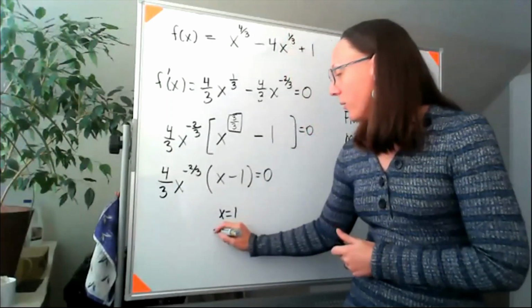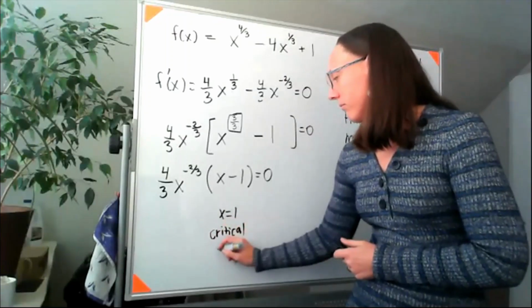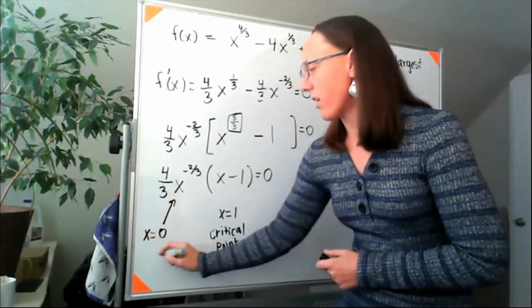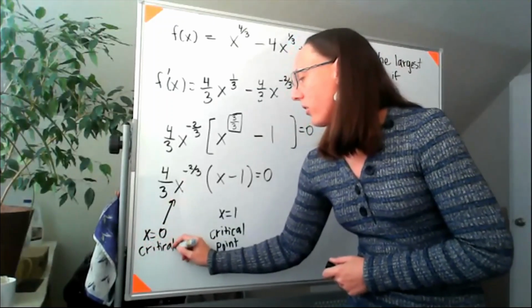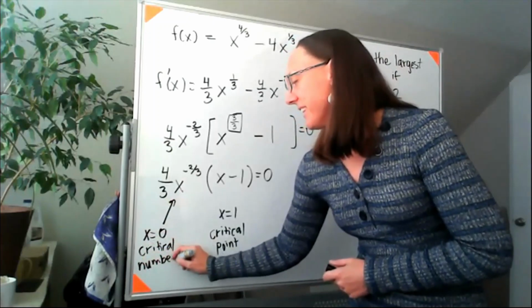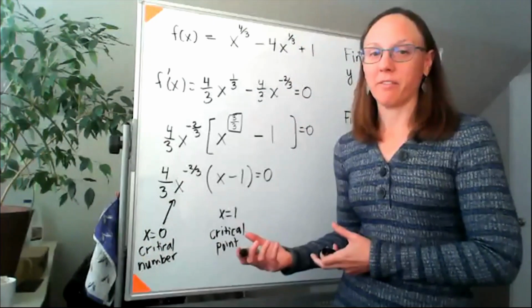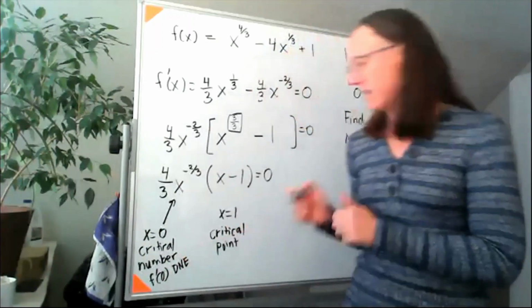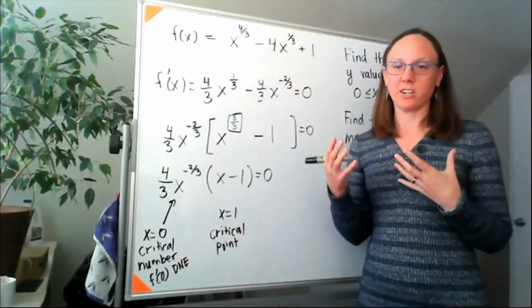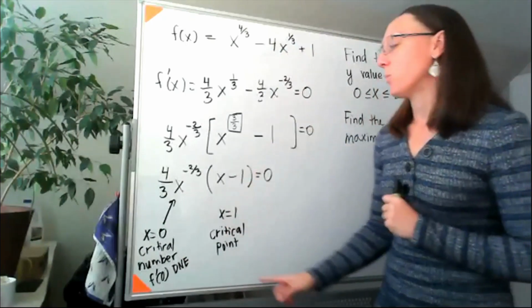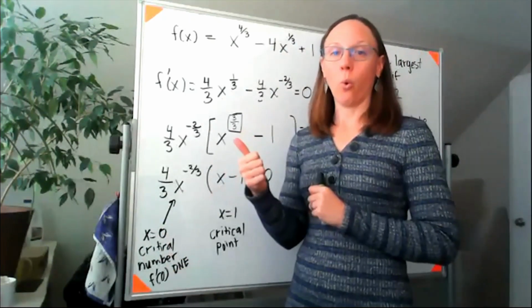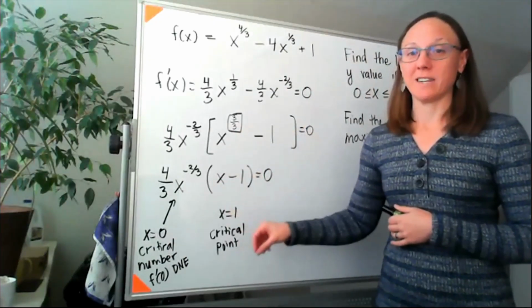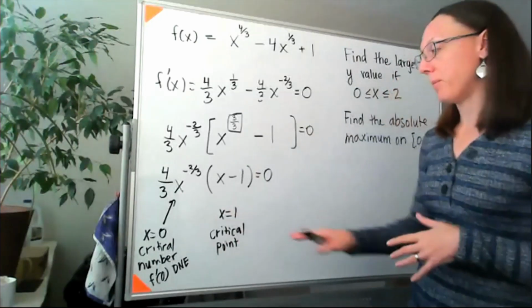So x equals 1, we would call a critical point. X equals 0, we call a critical number. I'm calling it a critical number because it makes my derivative undefined. F prime of 0 does not exist. And so sometimes there's that subtle distinction between looking for critical numbers, which is anywhere that makes my derivative 0 or undefined, versus looking for critical points, where typically we're looking for places where it's actually equal to 0. Okay, just a little subtlety there.